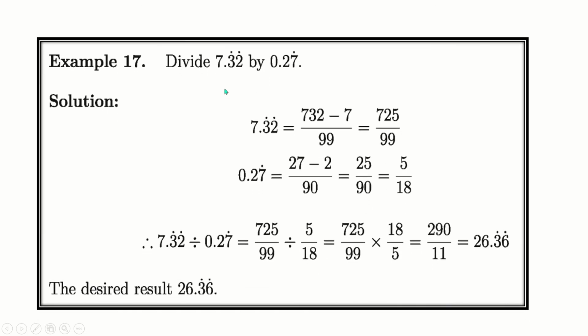Similarly, to divide this and this by this, we'll get here 732. That means at first you have to write the total, then minus the non-recurring part, we'll get this. Here also 27 minus 2, as this is a non-recurring part. Okay, so this is the correct result. We know how to divide this.